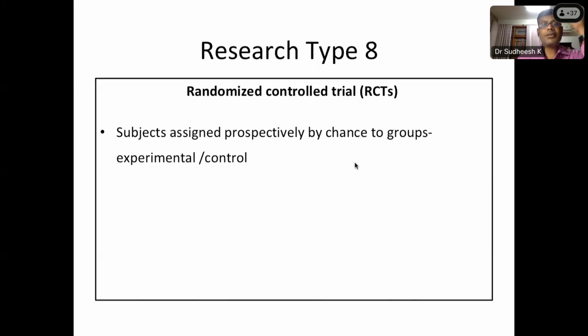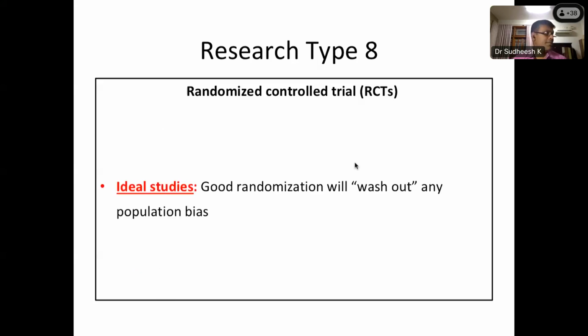The next research type is the randomized control trial. Here you have a much more streamlined and well controlled conduct of a clinical study, where the patients are assigned prospectively by chance into two groups, the experimental and the control groups, and you do some sort of an intervention, and then you find out what's going on.